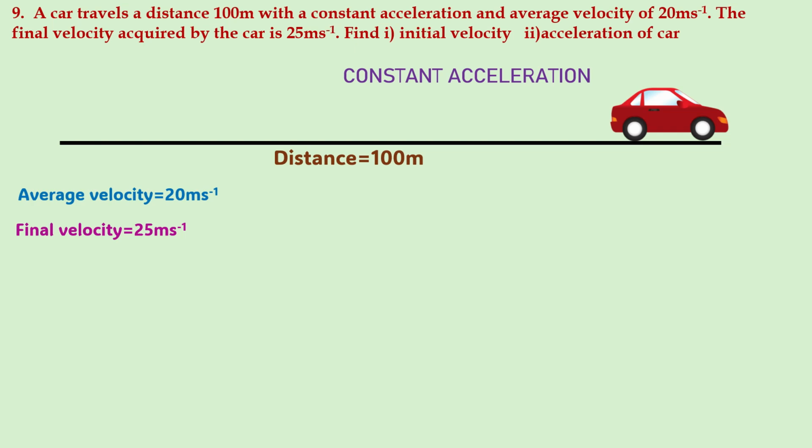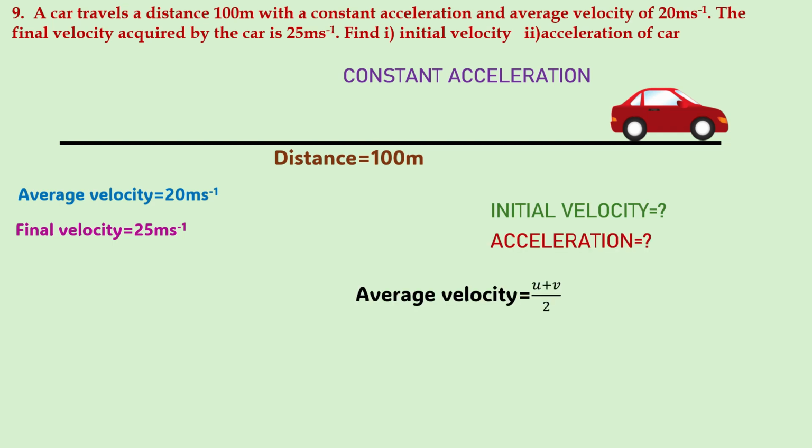It is also given that the final velocity acquired by the car is 25 meter per second. Okay. So, we do not know the initial velocity that you are to find out and also the acceleration of the car. ठीक है. तो यहाँ पे acceleration और initial velocity निकालना है, but we are given one piece of information, that is average velocity is 20 meter per second.